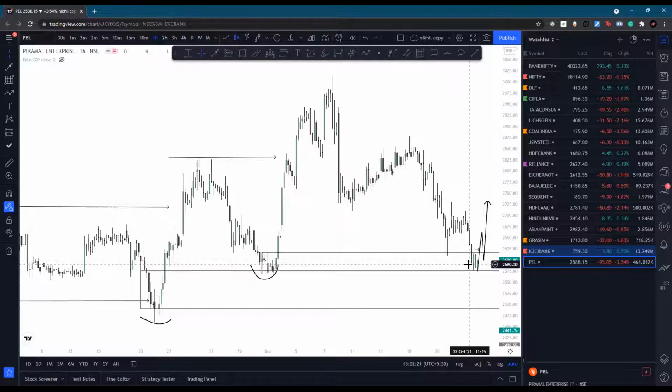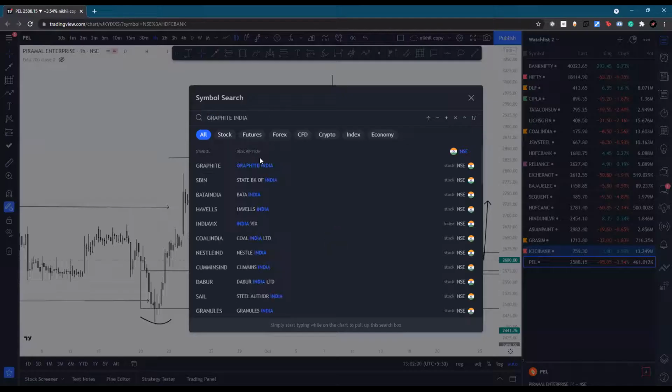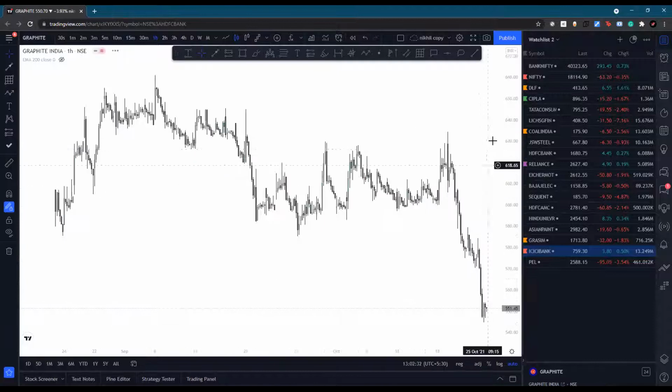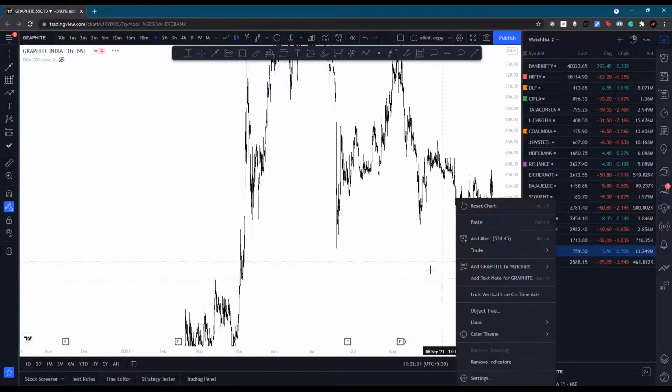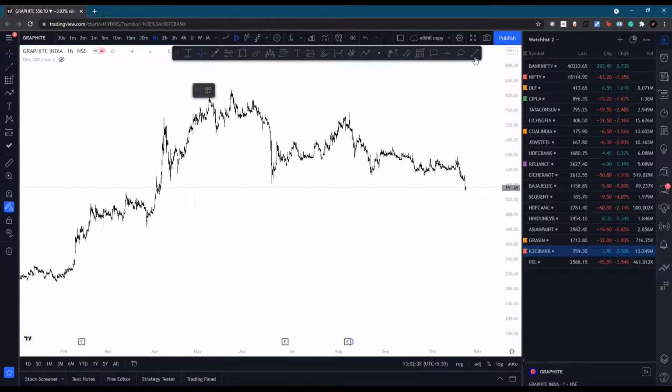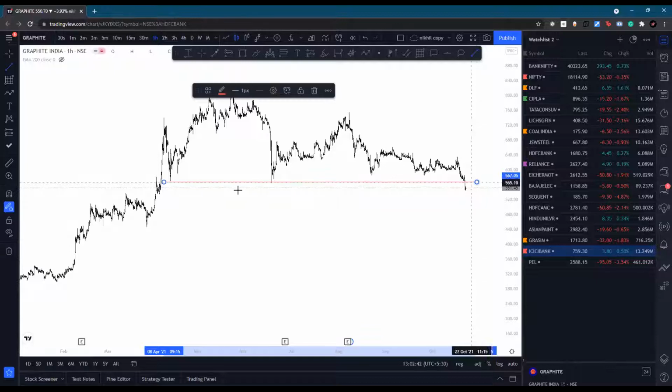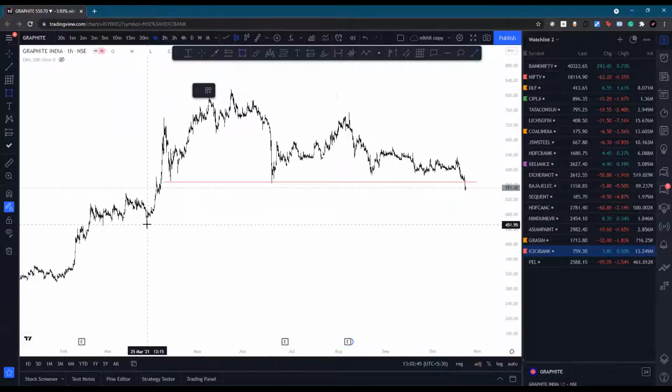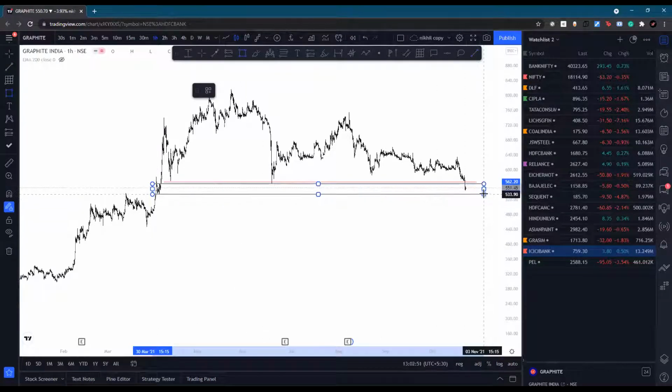Yeah. Deepak Nitrite, first Graphite India and Gujarat Gas. Let's see. They grabbed that liquidity from the equal lows. Okay. Rise, base. Tap into that base.